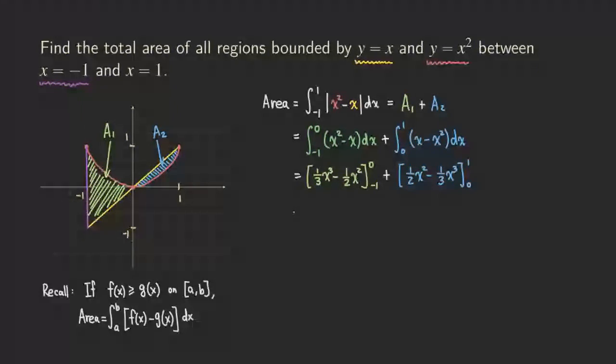Continuing with the calculation, if you plug in the 0, you are just going to get 0 for all of them. So we get 0, and then minus. Now, if you plug in -1 here, that's -1 to the third power, so you still get -1, so you get -1 third. And then minus, if you plug -1 in here, you square the -1, so you get +1, so you just get -1 over 2.